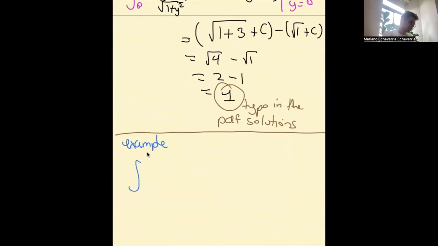a fun one. So let's say you wanted to find this. I'll give you a second to think about how you could find this. So try to think about what the solution could be in this case. Just give me one minute.